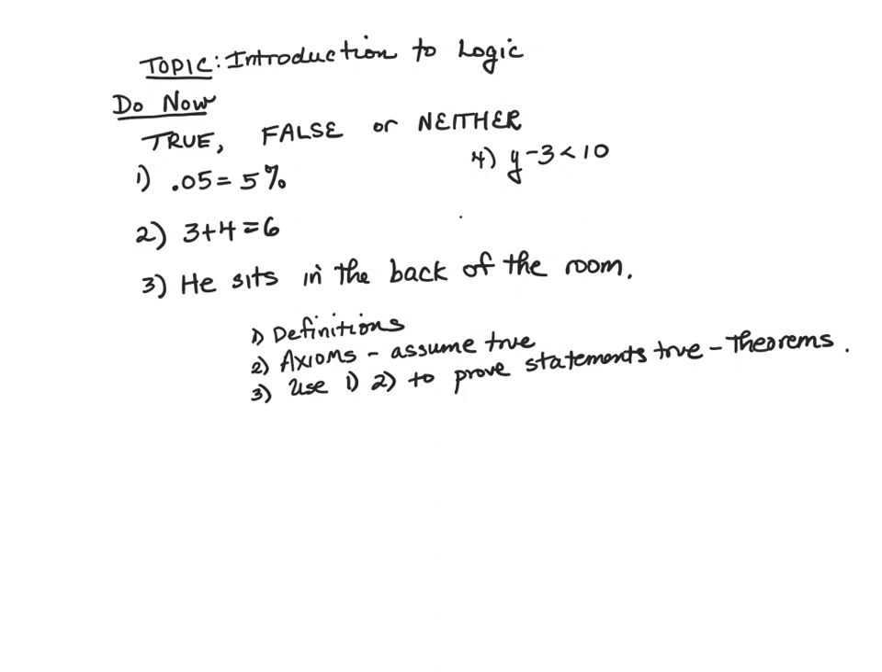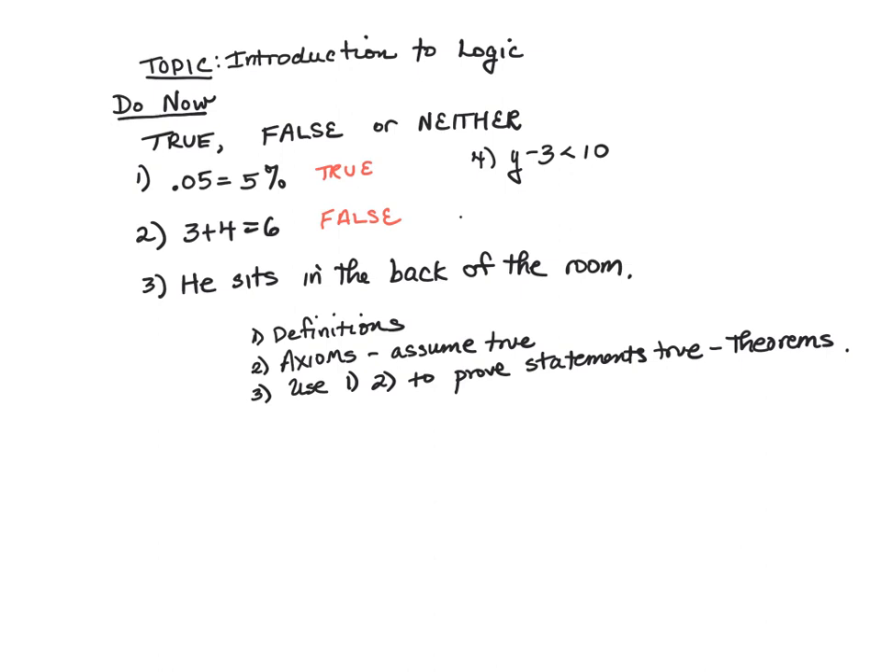false. So in number 1, 5 hundredths is 5%. This is true. So this is considered to be a true statement. 3 plus 4 equals 6. That's false. Okay, so we could definitely say that that's true and that's false.